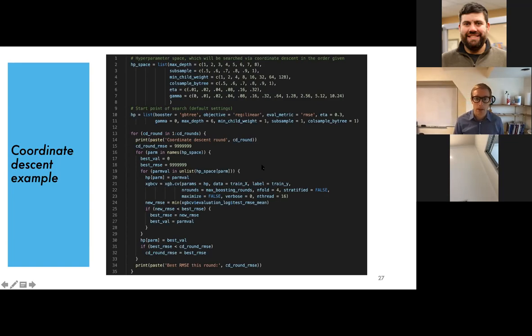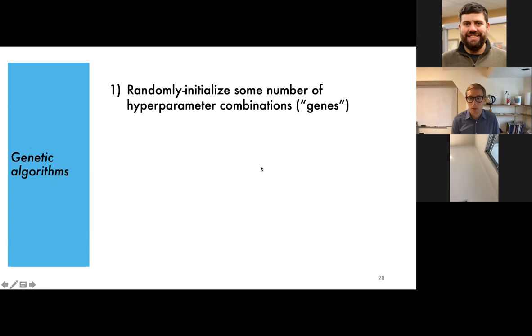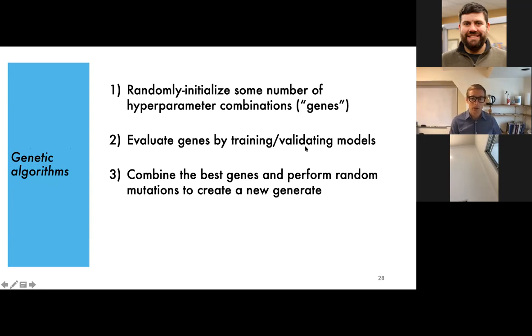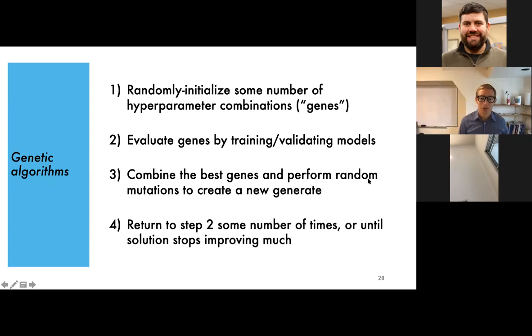So with genetic algorithms, we're randomly initializing some number of hyperparameter combinations, which we can think of as the genes in the genetic algorithm, and evaluating how good a gene is or how fit a gene is in genetic algorithm terms by training and then validating those models. And then we combine the best genes and perform some random mutations to create a new generation. And return to step two some number of times, or until the solution stops improving very much.